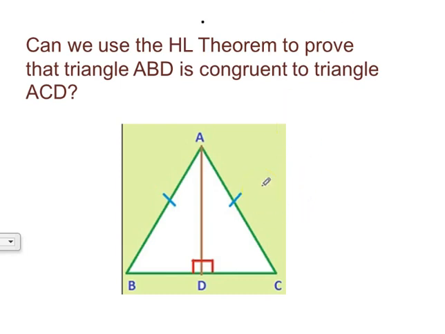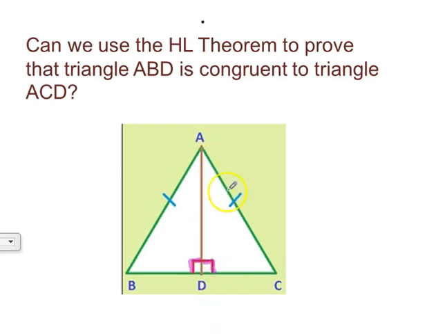So looking at this one, can we use the hypotenuse leg theorem to prove that triangle ABD, so this triangle here, is congruent to triangle ACD? Can we use the hypotenuse leg theorem? Well, first of all, do we have right triangles? And the answer is yes. We've got right angles right here, so they are right triangles.